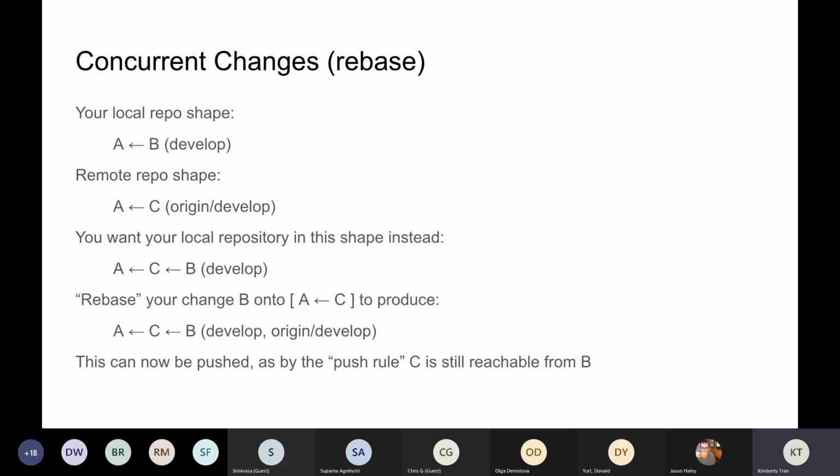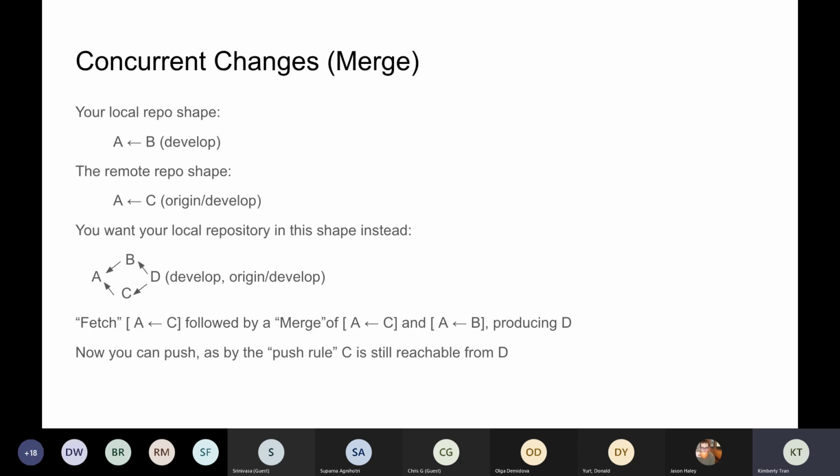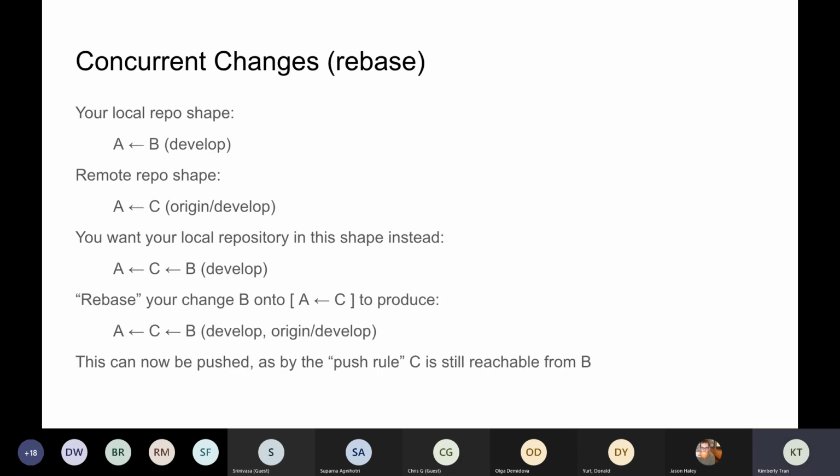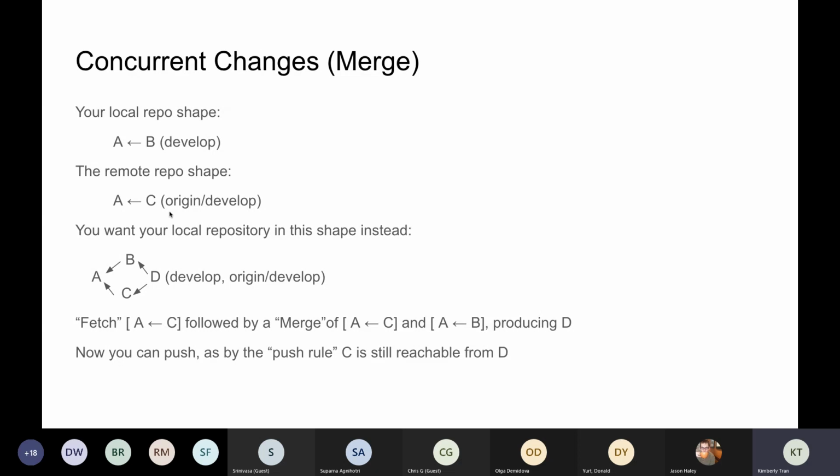The other workflow that you may be working with uses merge. So the same situation as before. You have A, B, and A, C. And you want your repository to look like this shape instead. So here's A and B. Here is your original branch. Here's A, C. This is what came in from the remote branch. And then D is the merge. And this is what happens if you do a git pull.